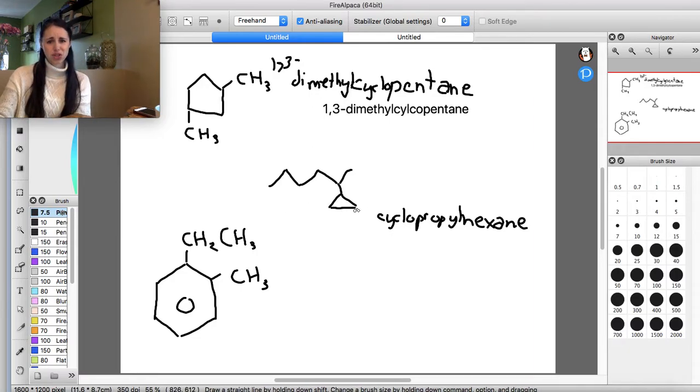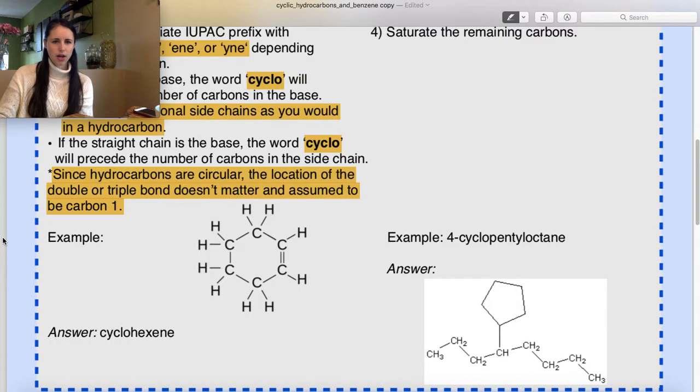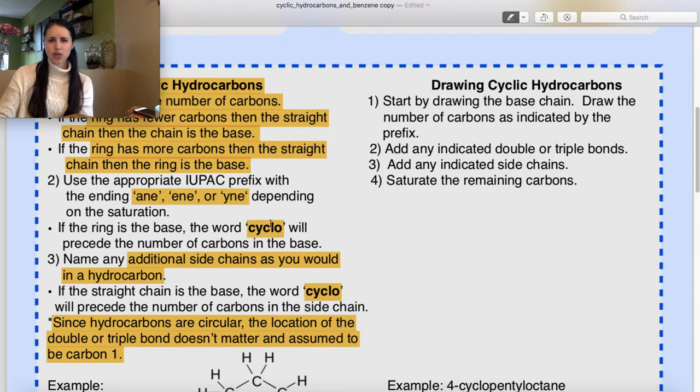And then this circular shape is coming off of, well, we have 2 options. We can start counting from this end, or we can start counting from this end. If I start from this end, 1, 2, 3, 4, 5, it'd be carbon 5. But if I start counting from this end, it's actually carbon 2. So we would call this 2-cyclopropylhexane. Let's go back and take a look at how to draw these cyclic hydrocarbons.